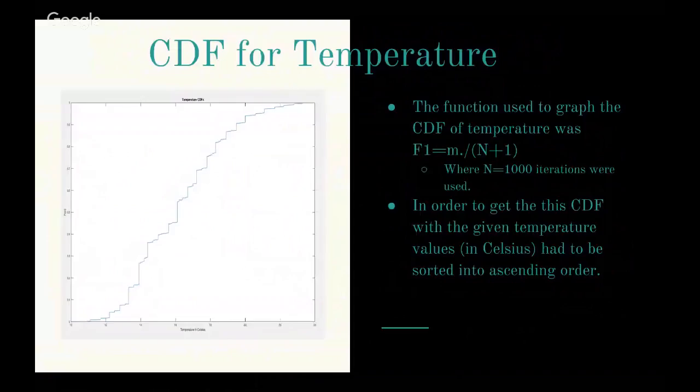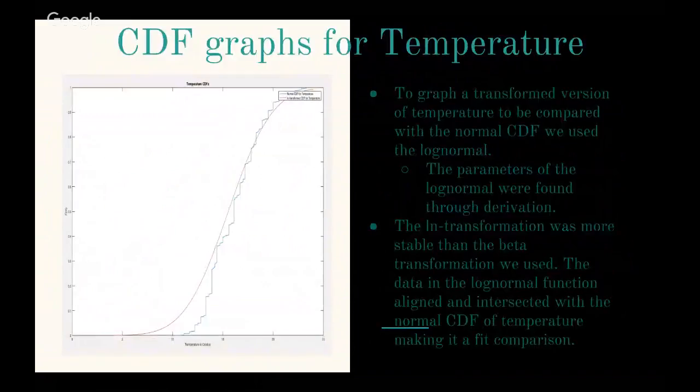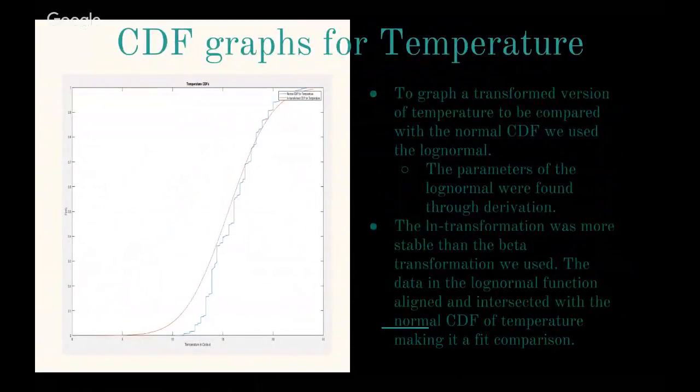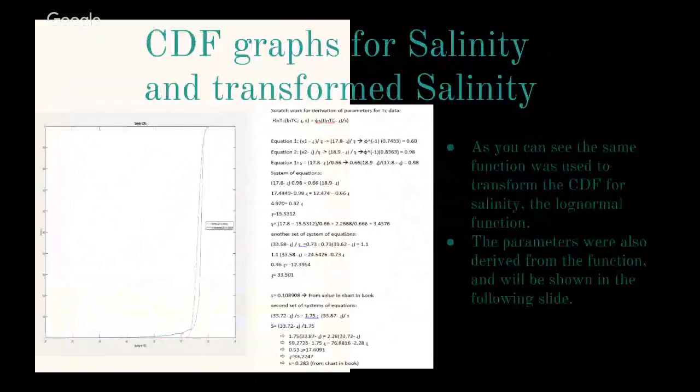Addressing question 3 now. For question 3, we had to look at the temperature and salinity data. And we used the same procedure as for questions 1 and 2 in finding the normal CDF and the transform CDF. And as you can see right here, the normal CDF, which is in blue, and the log transform CDF, which is in red, closely follow each other. And the same for the salinity graph right here, along with our calculations.